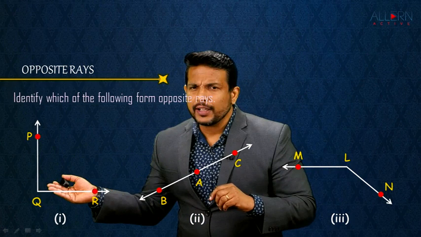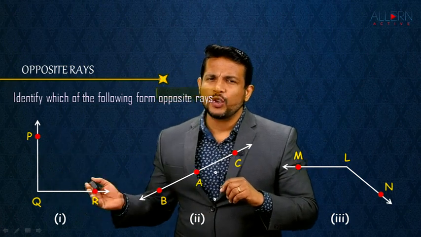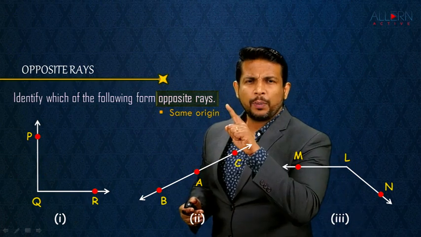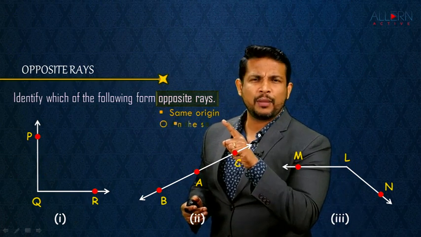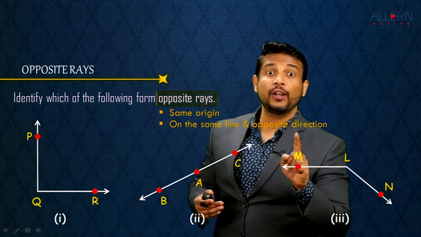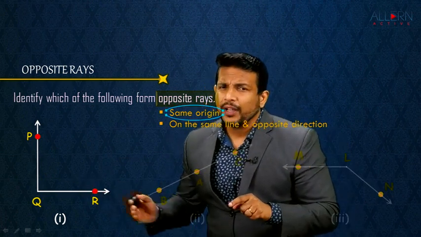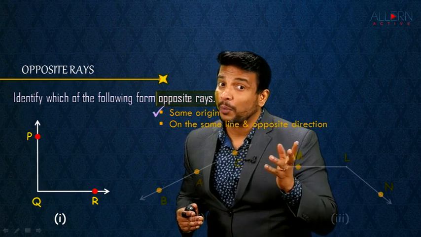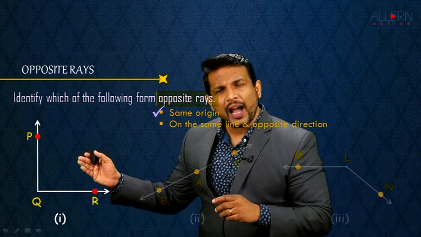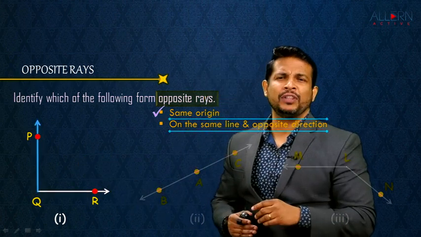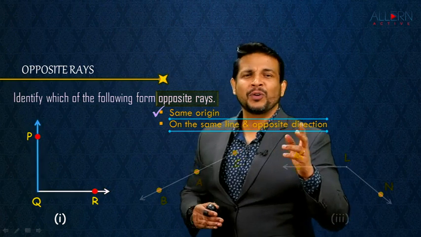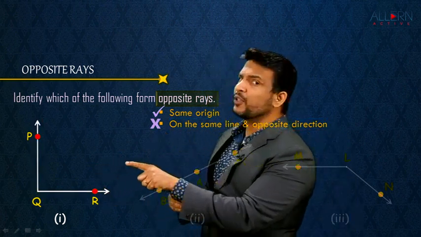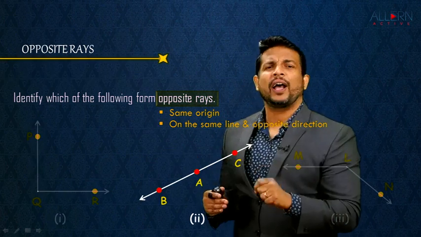Observe. Look at this. You have a ray QP and a ray QR. When we talk about opposite rays, they should have the same origin, be on the same line, and be in opposite directions. Observe. Ray QP, ray QR. Do they have a common origin? Yes, that is Q. But are they on the same line? No, they are not on the same line and they are not in opposite directions. That means the second condition is not satisfied. So are these two rays opposite? No.